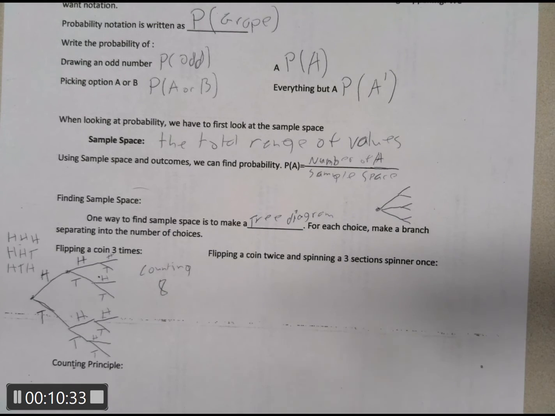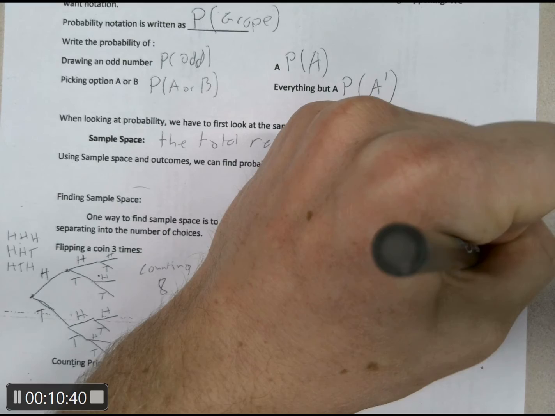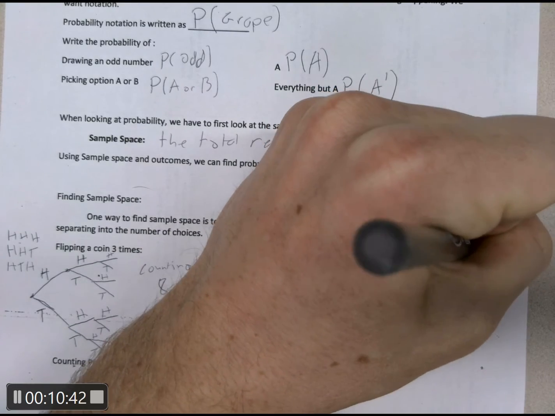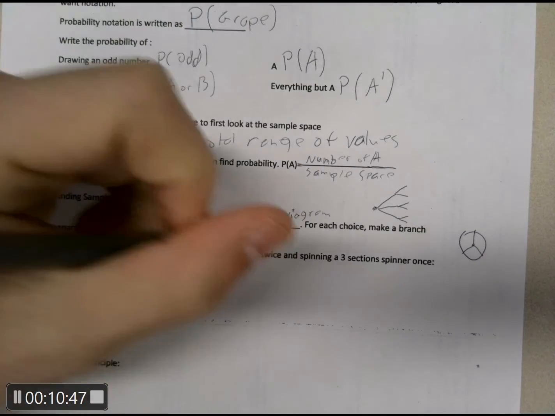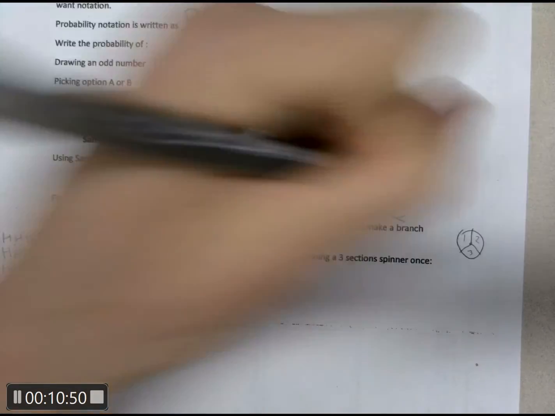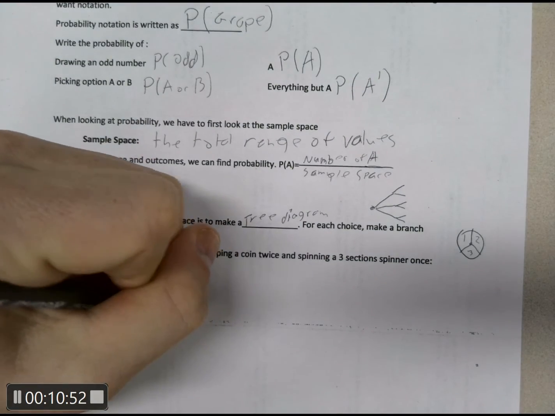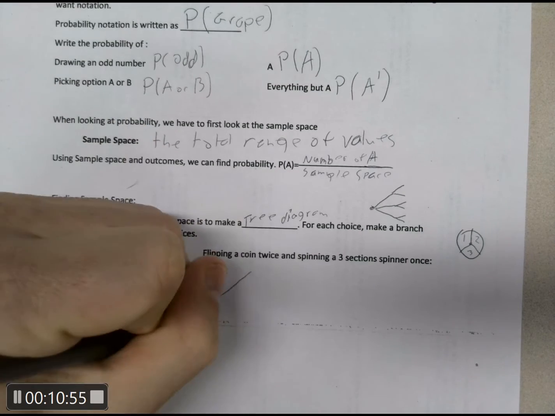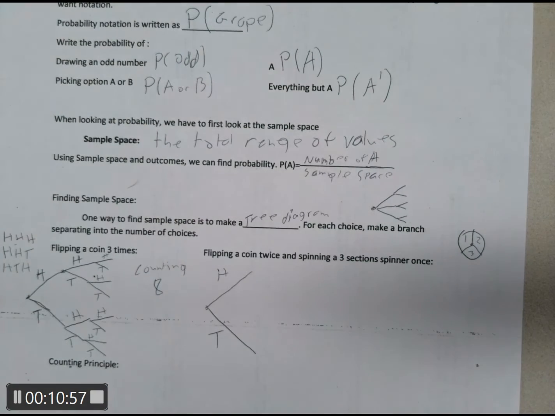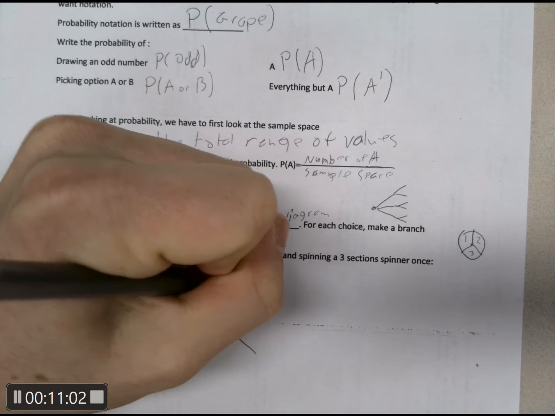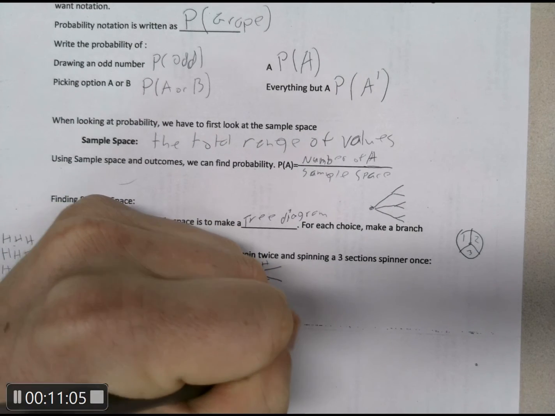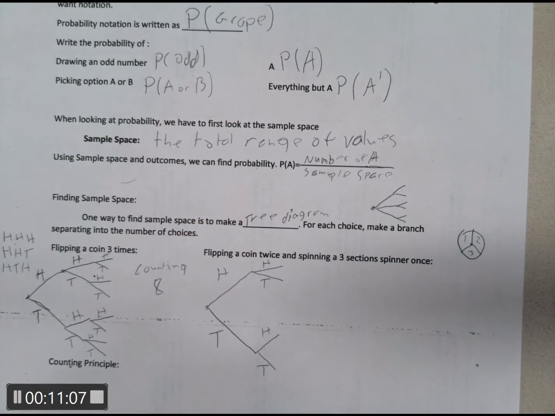So trying the other side: flipping a coin twice, and then spinning a 3-section spinner once. The spinner is circular and has 3 sections. The first coin flip, you can either get a heads or a tails. The second coin flip, you can either get a heads or a tails. And then we're going to spin the spinner.